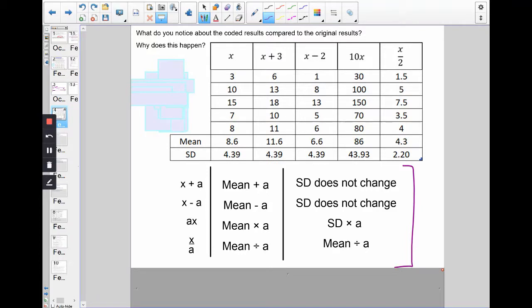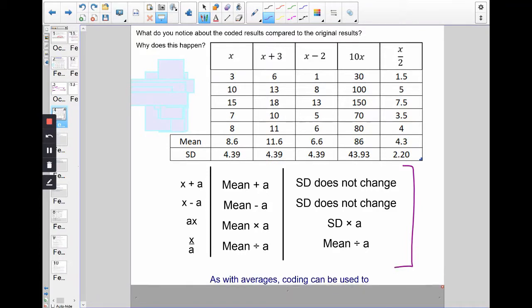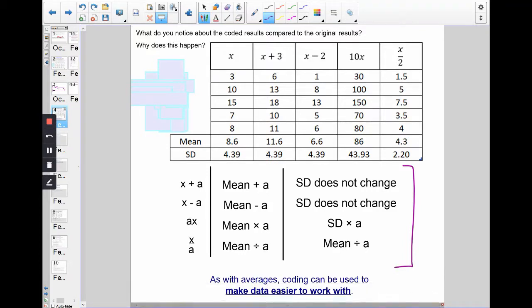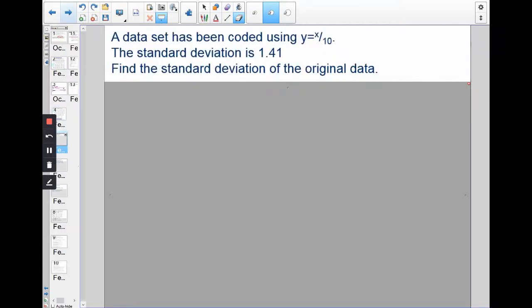Okay, so you should have that in your book. And obviously, as I explained before, it's just to make data easier to work with. This would normally be a mini whiteboard activity in class, or at least I'd get you guys to just whisper to your neighbor.